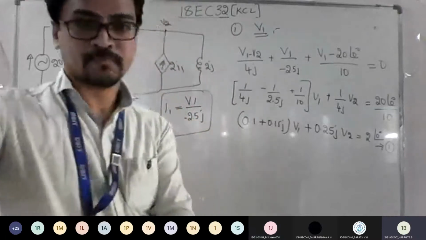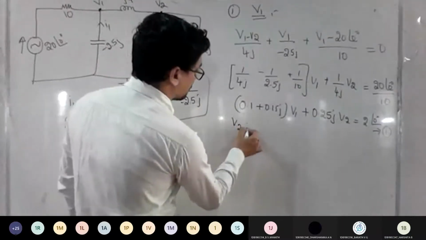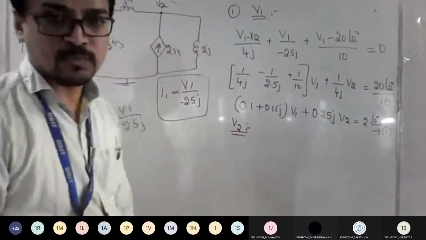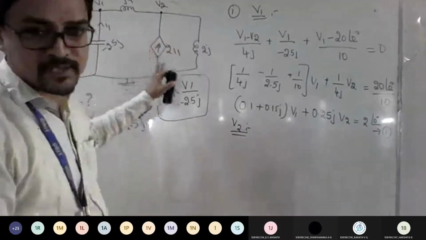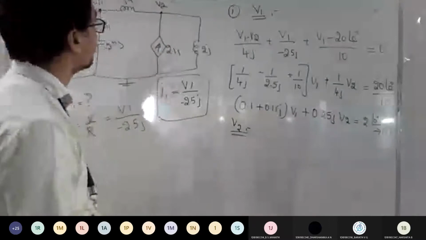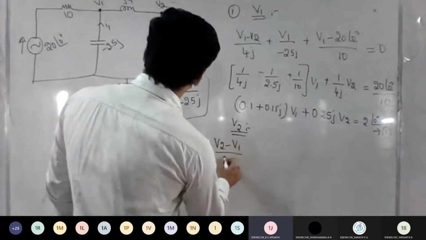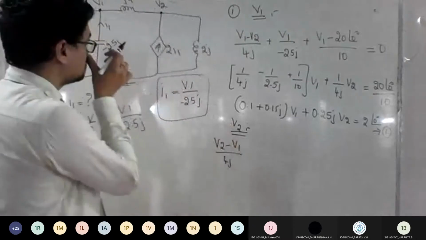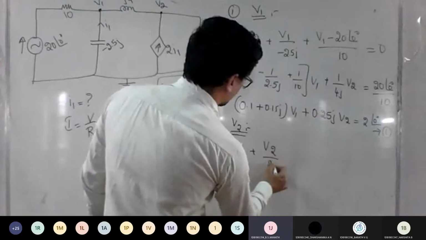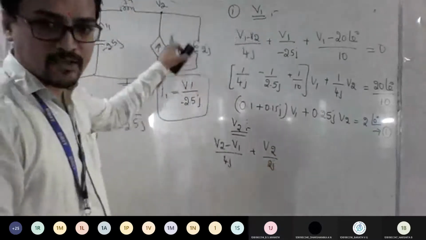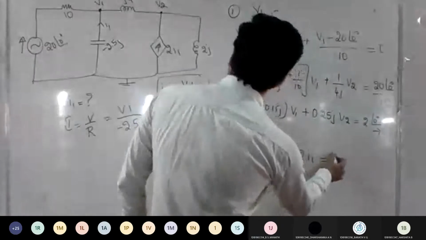Next, node 2. Write the V2 equation, KCL at node 2. How many branches? 1, 2, 3, out of which one is current entering. Can you tell me now? V2 minus V1 divided by 4J, plus V2 by 2J. Then the current is entering, so the assumption is plus 2I1. So this is equal to 0.